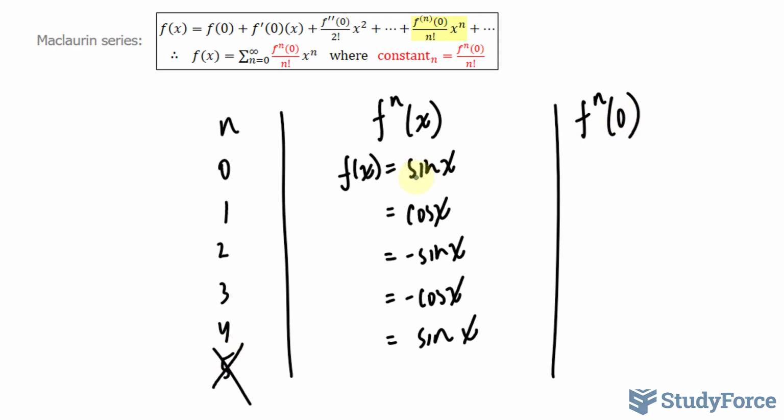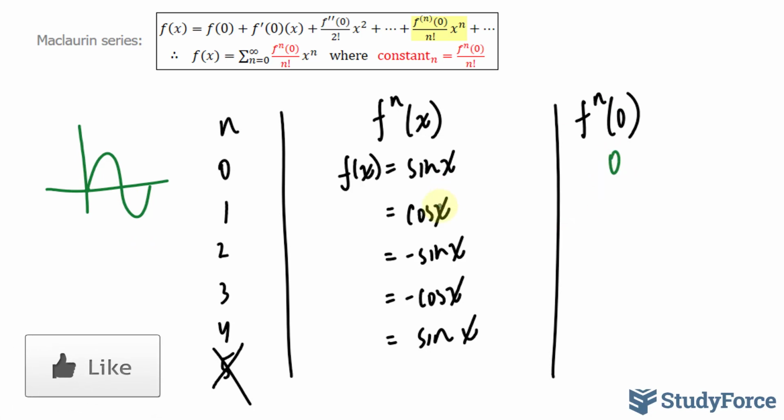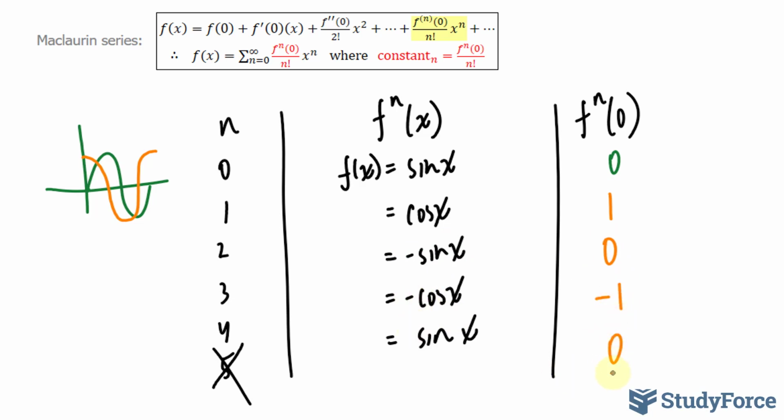Now I'll substitute 0 into sine, and I remember that sine looks like this, where it starts off at 0 and 0, makes its way up to its maximum, minimum, and then back. So sine at 0 is equal to 0. Cosine at 0, remember cosine looks like this. Cosine at 0 is equal to 1. Negative sine at 0 is still 0. Negative cosine at 0 is negative 1. And then we are back to 0.